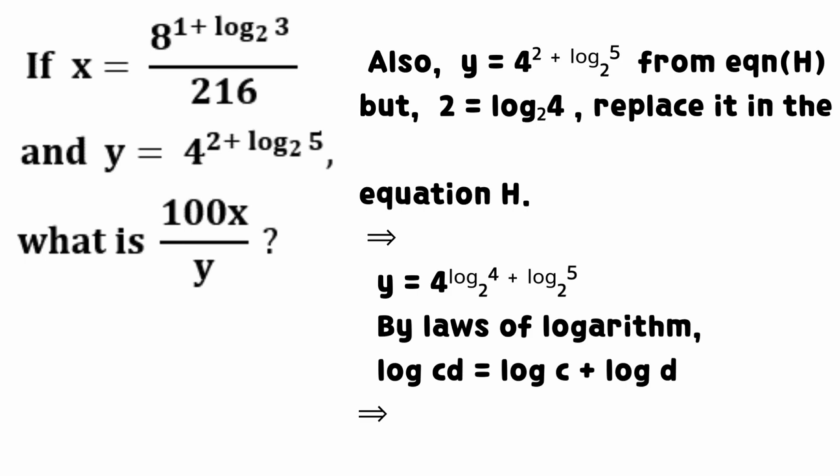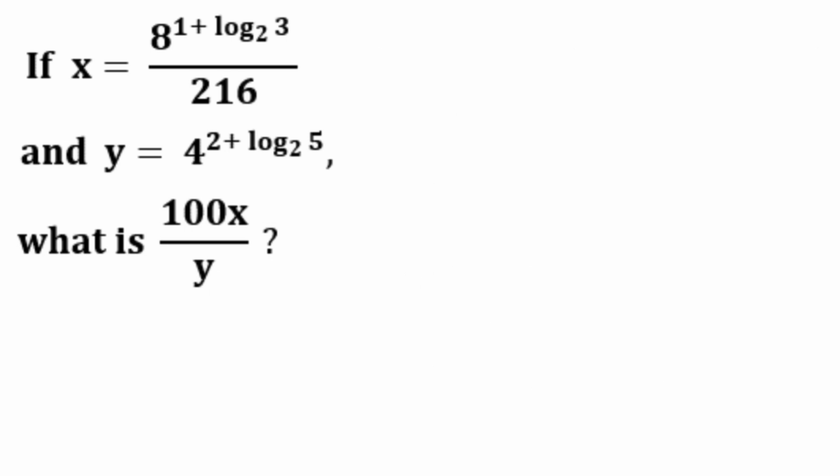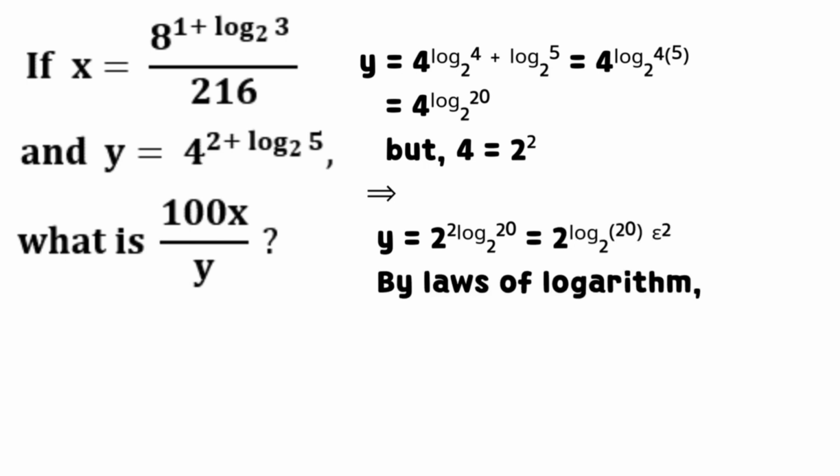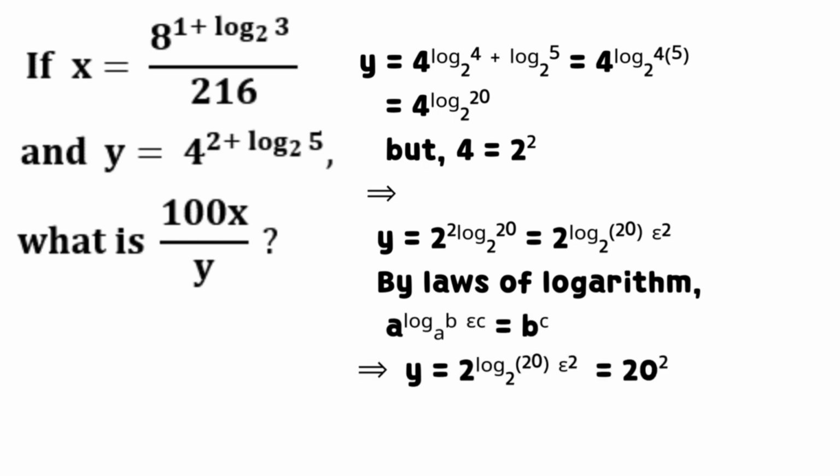It implies that y equals 4 to the exponent of the log of the product of 4 and 5 to base 2, which equals 4 to the exponent of log 20 to base 2. But 4 equals 2 to the exponent of 2. This implies that y equals 2 to the exponent of the product of 2 and log 20 to base 2, which equals 2 raised to the power of log 20 to the exponent of 2 to base 2.